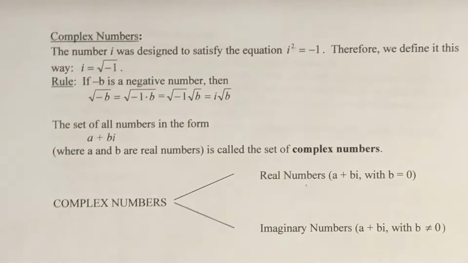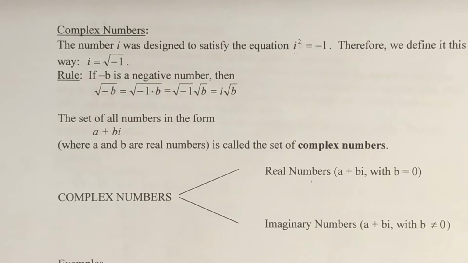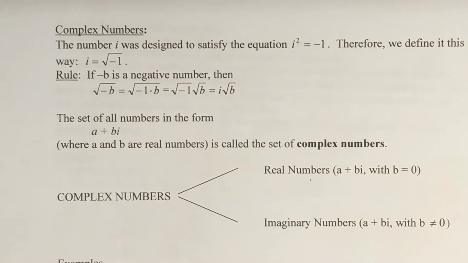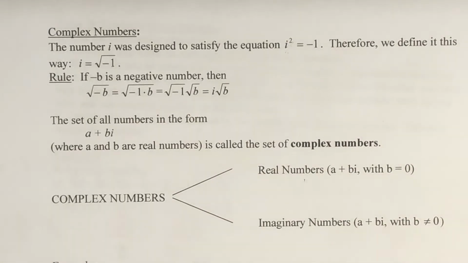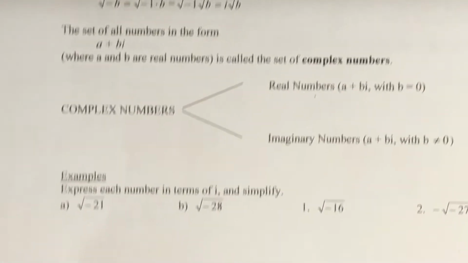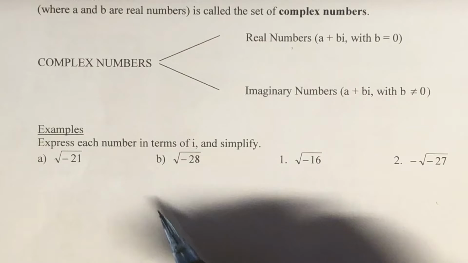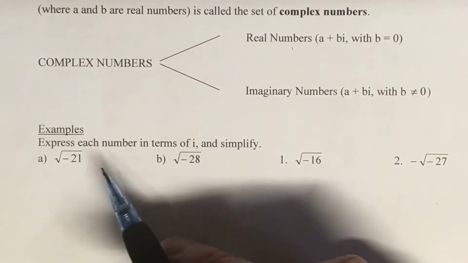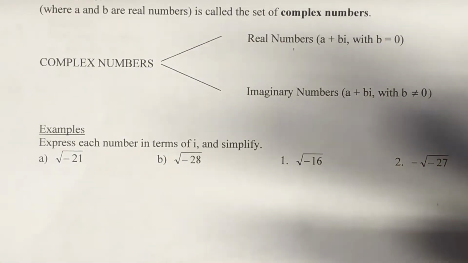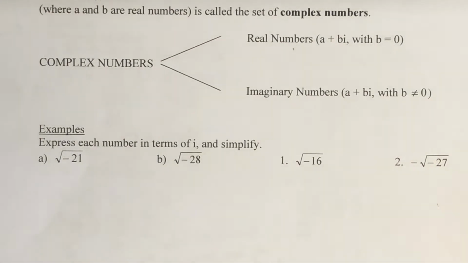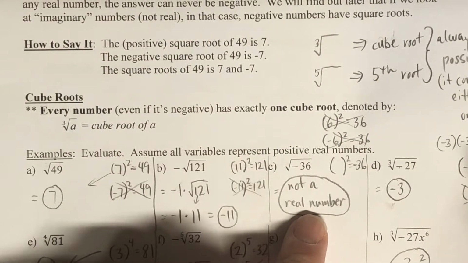So what we want to do today is we want to learn about how to deal with i when it's mixed in with some other things mathematically, including, for example, these 4 problems right here. And as you can see, all of these are square roots with negative numbers underneath. When we dealt with those before, we always said what? We always said that it was not a real number.